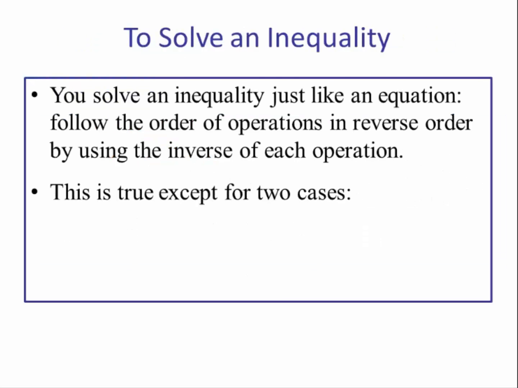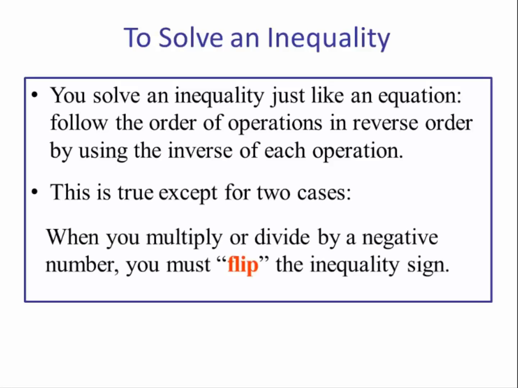To solve an inequality, you solve it just like an equation. You follow the order of operations in reverse order by using the inverse of each operation. This is true except for two cases. When you multiply or divide by a negative number, you must flip the inequality sign. Let's look at why that's the case.